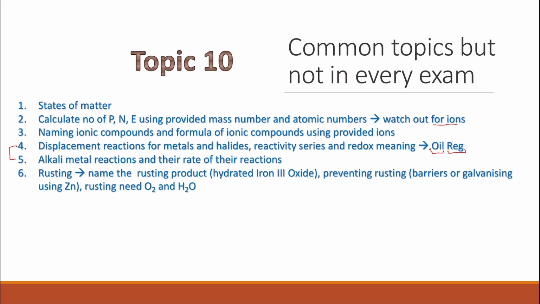Rusting, they love to ask about rusting. So basically, the most important things that you need to know about rusting, which they like to ask about, is to name the rusting product, which is hydrated iron 3 oxide. How to prevent rusting, remember the use of barriers and galvanizing using zinc. And remember that rusting needs both oxygen and water to occur.